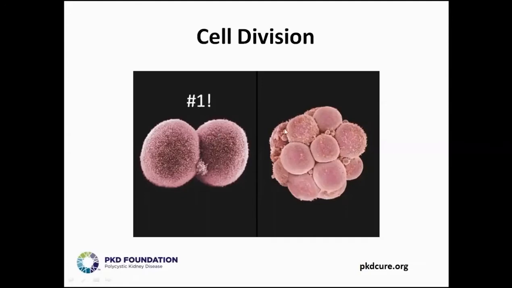So from the first division through to multiple divisions, you see that the cells are getting somewhat smaller, but they're more numerous. And this goes on until you have an entire human being. So mitosis, or cell division, is critical to life.